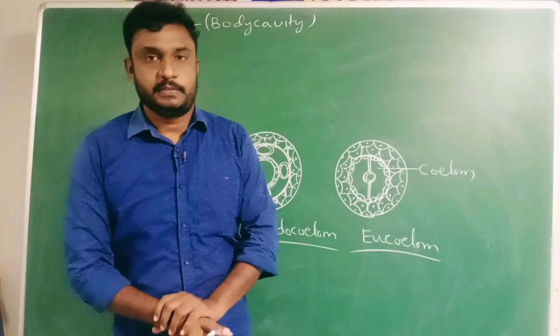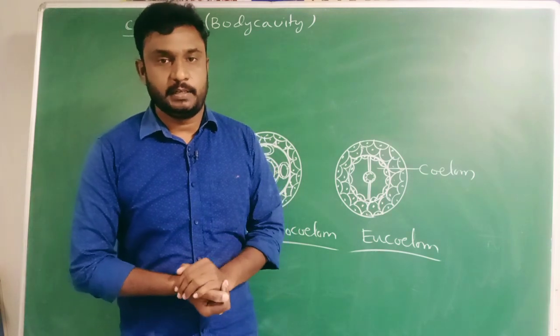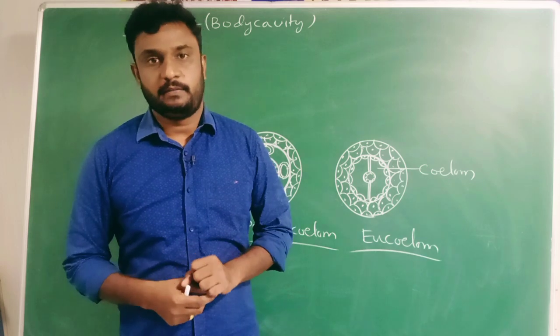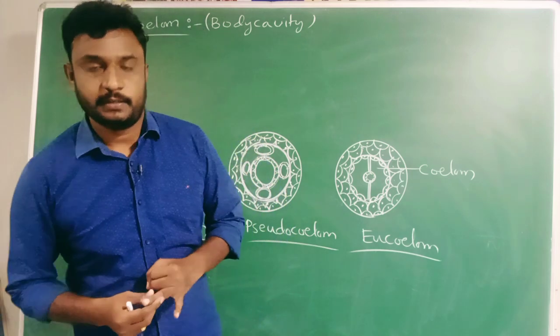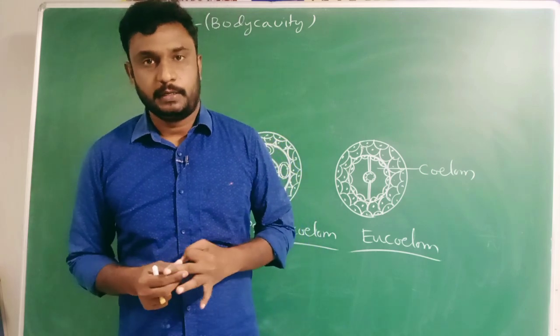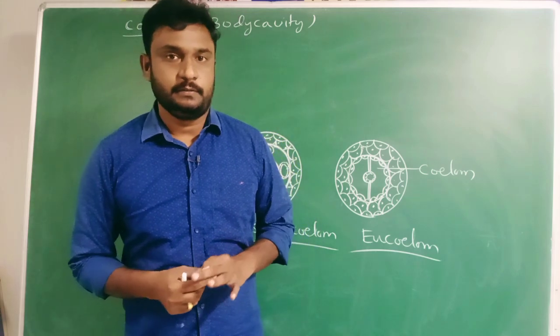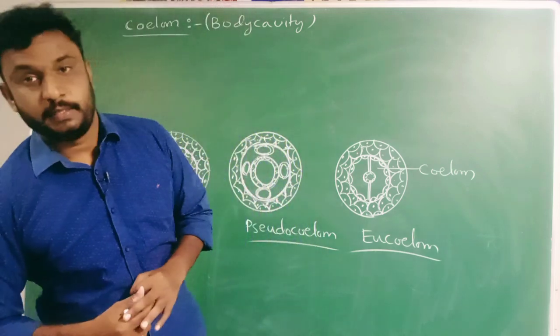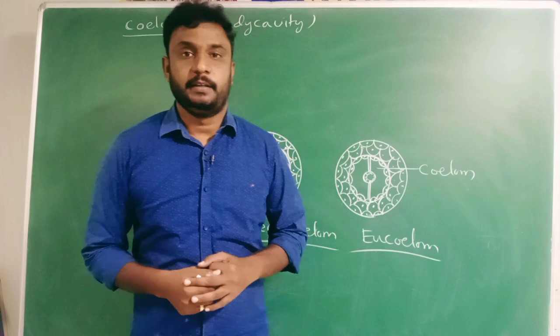So, development of coelom, formation of coelom is the third key transition. First key transition is the development of tissues. Second key transition is the development of bilateral symmetry. Third key transition is the development of body cavity or coelom or perivisceral cavity. What is coelom? What is body cavity?